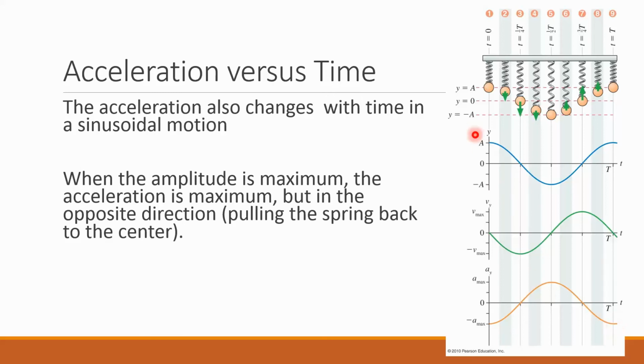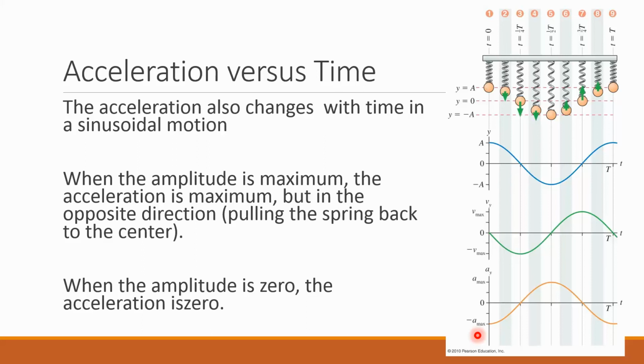You can notice that the amplitude graph looks exactly like the acceleration graph. They're just flipped. They're mirror images of each other. When the amplitude is 0, the acceleration is 0. When it's at equilibrium, it has no acceleration.